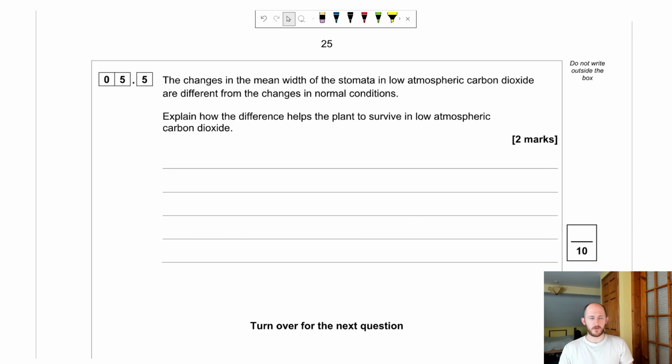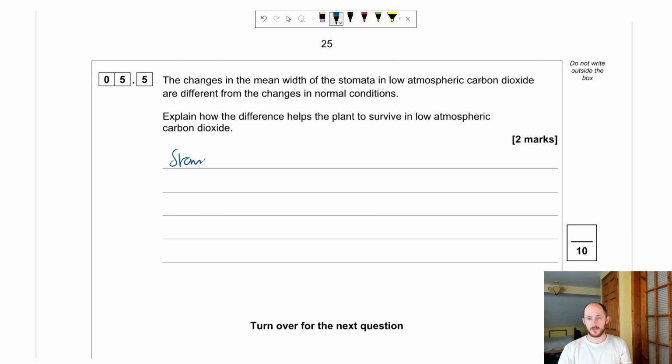And then for the next part, it's very similar to the previous one. However, it says the changes in the mean width of stomata in low atmospheric carbon dioxide are different from the changes in normal conditions. So again, normal conditions means that when there's a normal amount of carbon dioxide in the air, it will be closed at night, open during the day. However, when you have low atmospheric carbon dioxide, what is the difference? Well, the difference is that the plant desperately needs carbon dioxide in the same way we need oxygen. So what it does is the stomata opens as wide as possible.